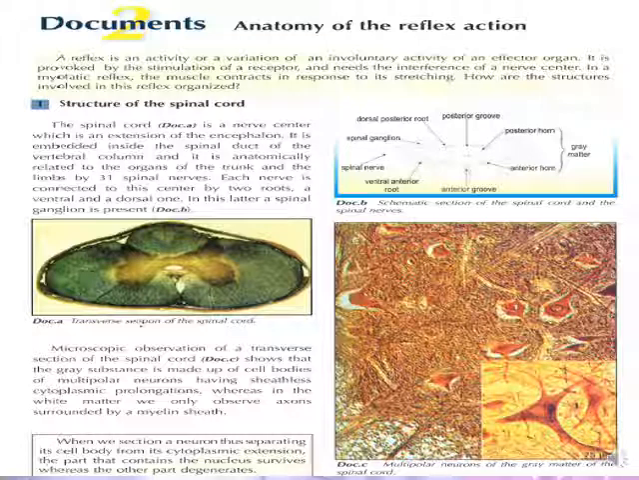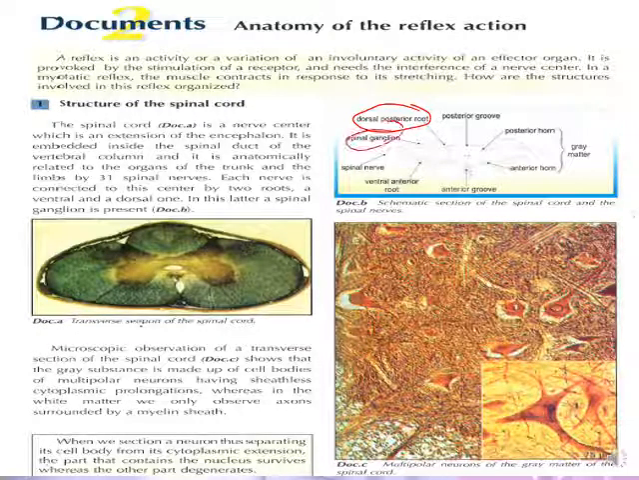It's embedded inside the spinal duct of the vertebral column, and it's anatomically related to the organs of the trunk and the limbs by about 31 spinal nerves. Each nerve is connected to this center by 2 roots, a ventral one and a dorsal. In the dorsal one, we have something called the ganglion, the spinal ganglion. Here we have the dorsal root, and here we have the spinal ganglion. Here we have the ventral root.